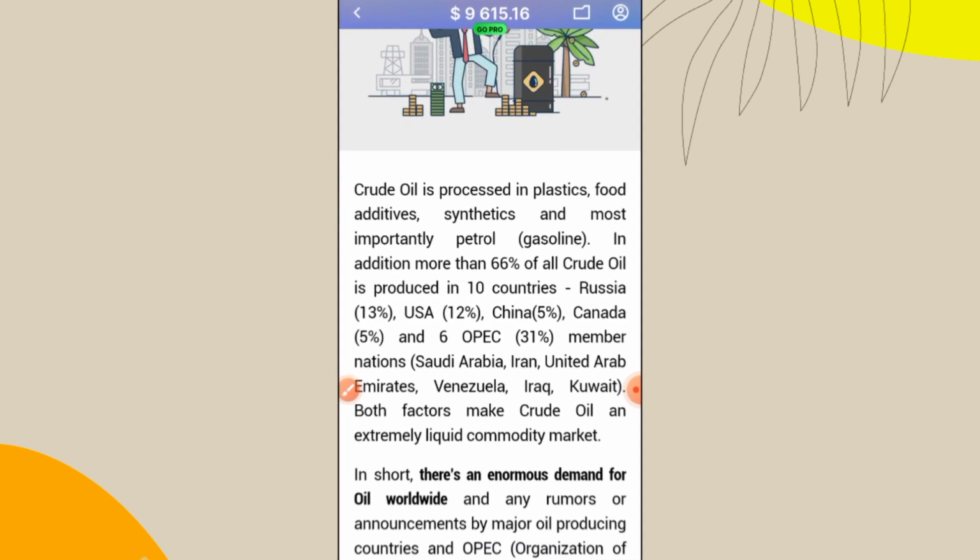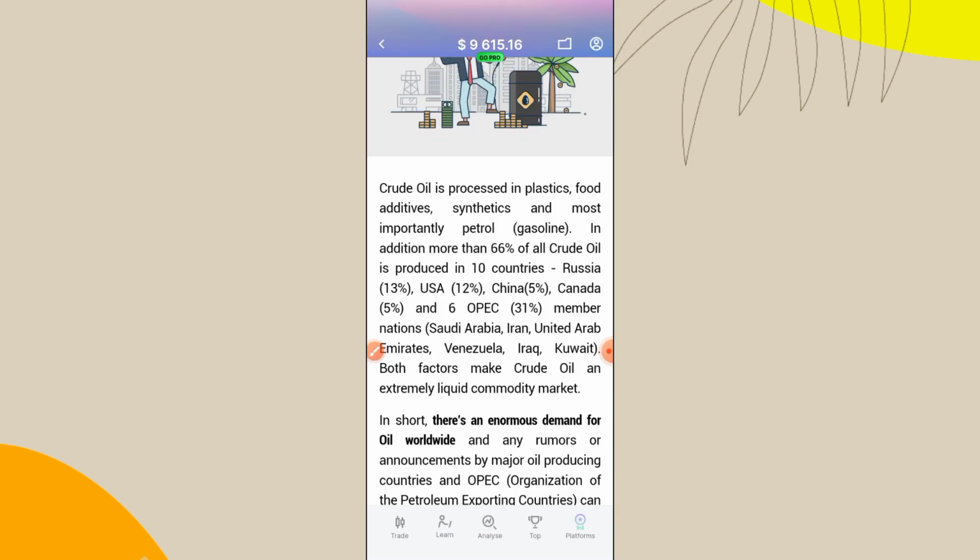Crude oil is processed into plastics, food additives, synthetics, and most importantly petrol, gasoline. In addition, more than 66% of all crude oil is produced in 10 countries: Russia 13%, USA 12%, China 5%, Canada 5%, and 6 OPEC member nations at 31%, that is Saudi Arabia, Iran, United Arab Emirates, Venezuela, Iraq, Kuwait. And both factors make crude oil an important, extremely liquid commodity market.